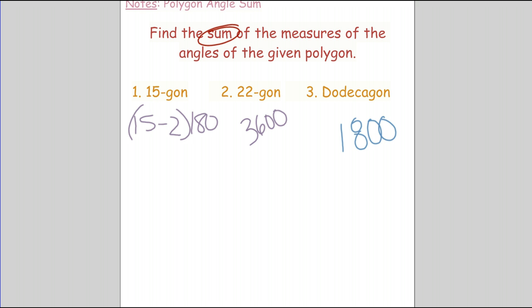Can you ask me a question about any of these? Subtract 2 and multiply by 180. We're good? We're going to ace this. Look, 2, 3, 4. 2,340. Did you get that? No? Is it right? 13 times 180. Yes, it's right. Very good.